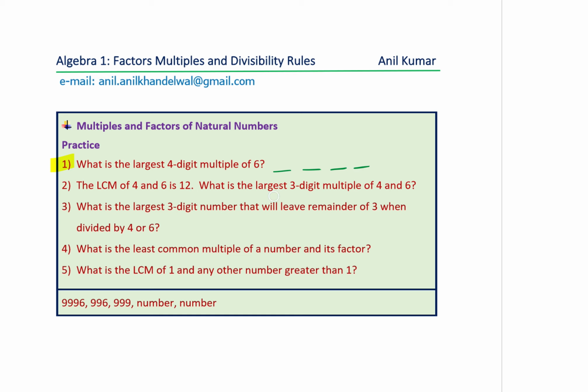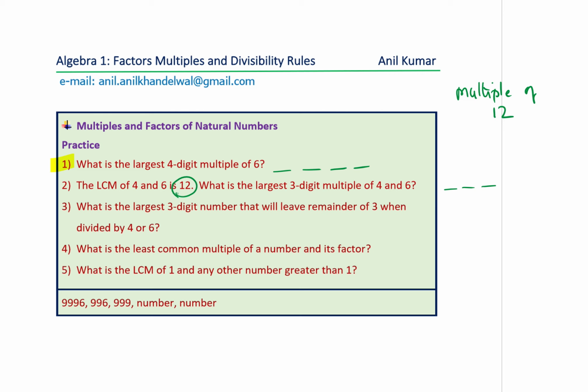What is the largest 3-digit multiple of 4 and 6? So this time we want the largest 3-digit multiple of 4 and 6, right? Another very interesting question. So basically, we have given you the LCM for 6 and 4, which is 12. So we know this is a multiple of 12, correct? So you're looking for a multiple of 12, which is closest to 999. That is your largest 3-digit number. You get the idea? So that's the question.